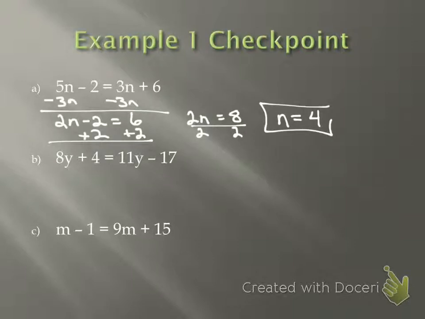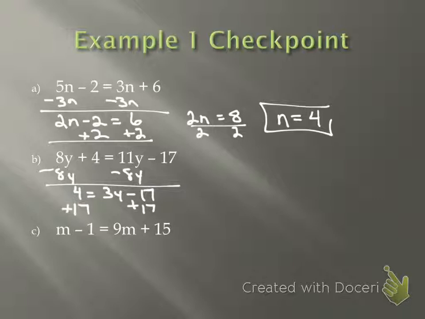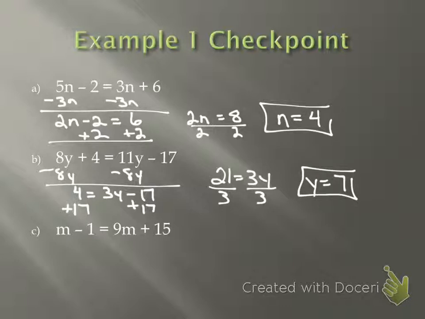Okay, so this is the answer to A. We've got n equals 4. On B, subtract 8y from both sides. 4 equals 3y minus 17. Add 17 to both sides. 21 equals 3y. Divide both sides by 3. And y equals 7.